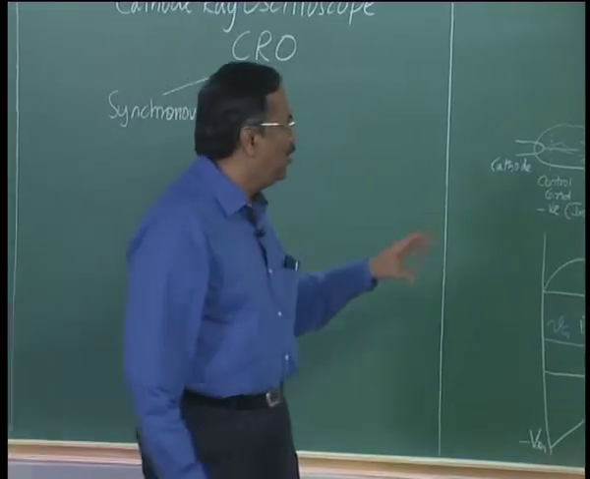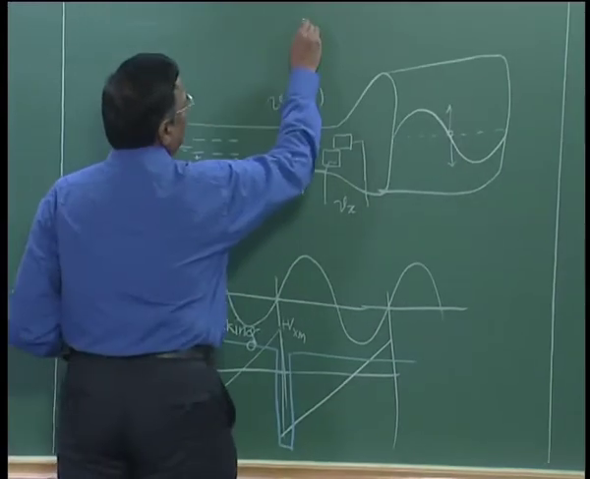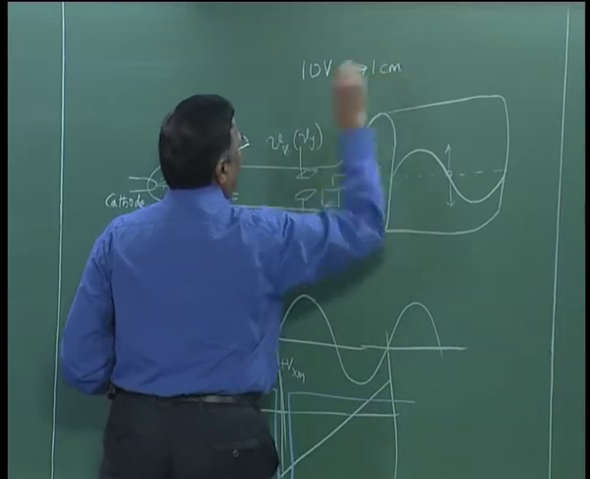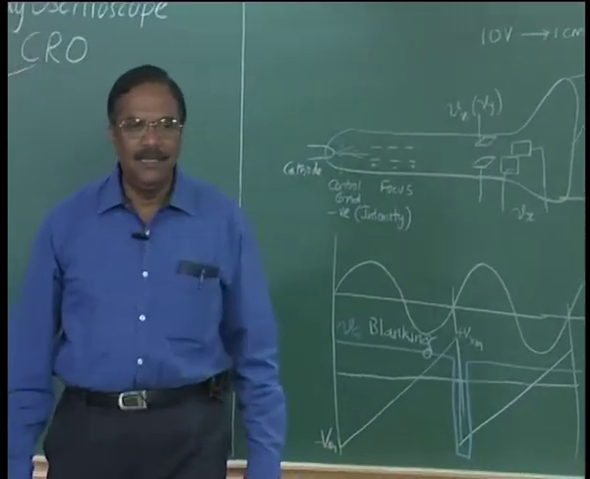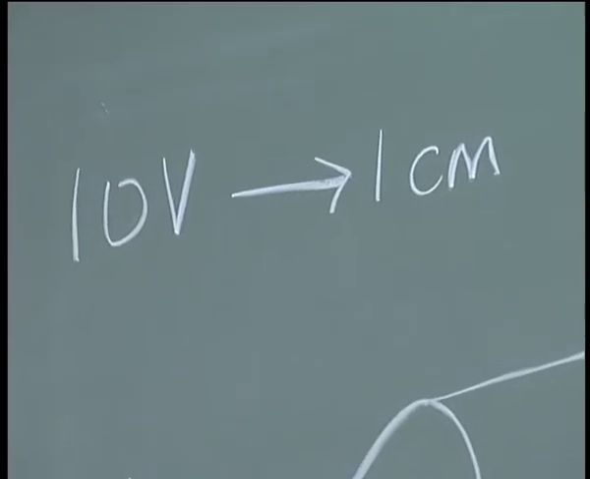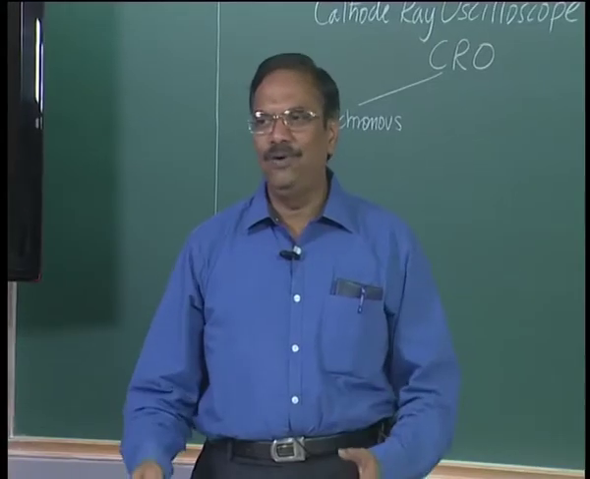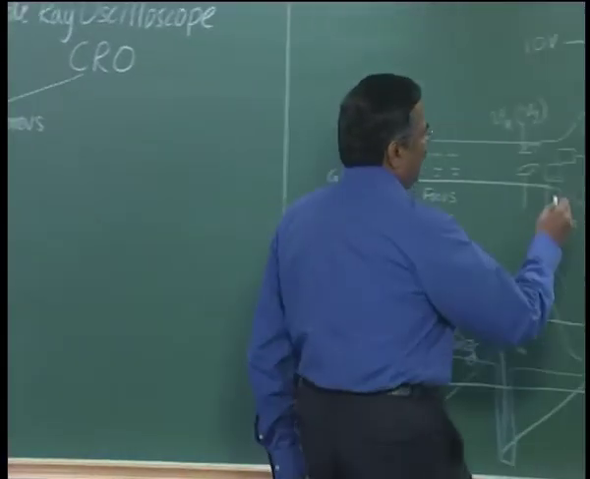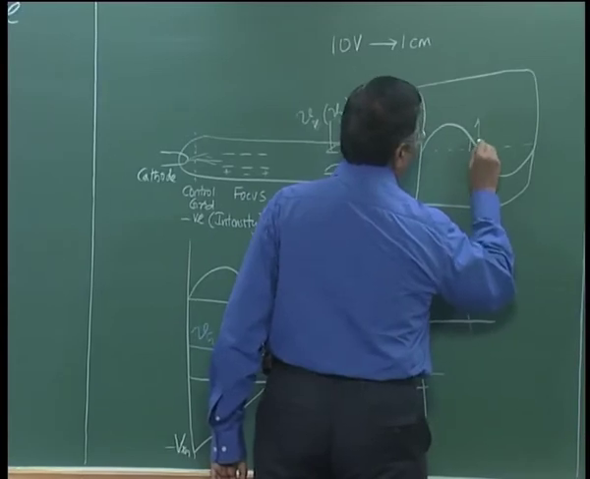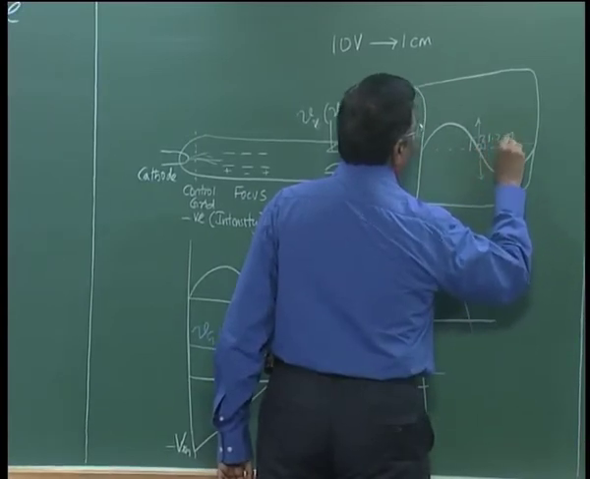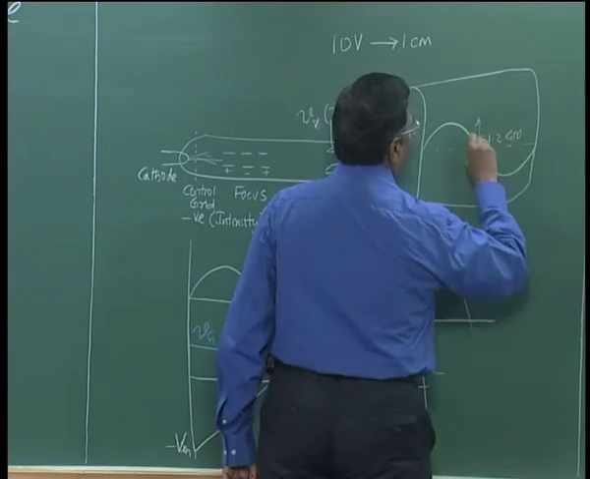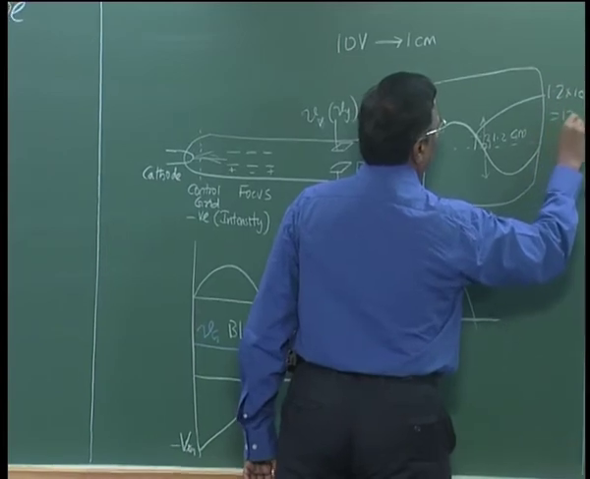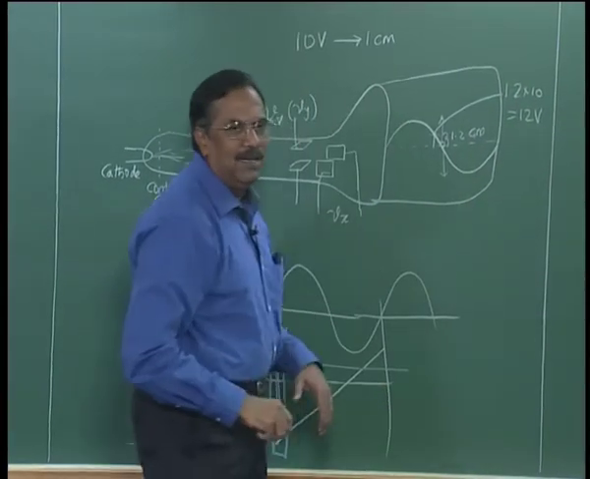Let us assume that on the y plates, if I give 10 volts, I get 1 centimeter deflection, right. Then I know if the deflection is 1.2 centimeters, it is 1.2 into 10 volt is my input, which is 12 volt, right. So if I have 1.2 centimeters here, then this voltage is 1.2 into 10, which will be 12 volts. So I can make measurements on the y.